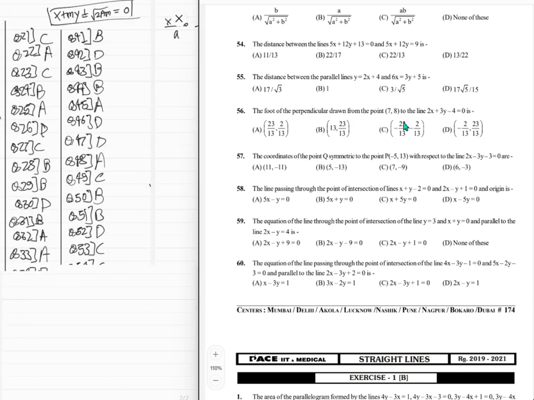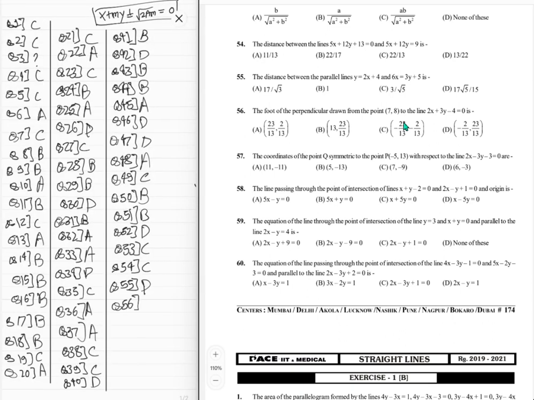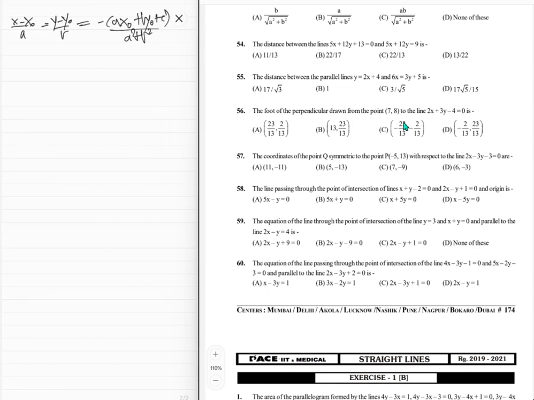Okay, so what was the question? 56, right? The foot of perpendicular drawn from this point to this line. So now our (x, y), we don't know that, but our (x naught, y naught) is (7, 8). So we will just have x minus 7 upon a, a is 2, equal to y minus 8 upon 3, equal to negative of ax naught plus by naught plus c. So 2 into 7, 14, plus 3 into 8, which is 24, minus 4, upon a squared plus b squared, which is 4 plus 9.